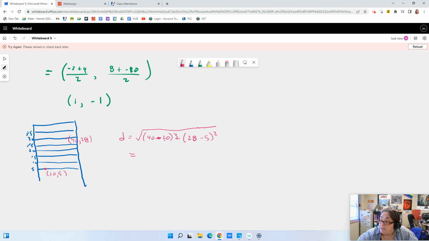40 minus 20 is 20. 20 squared is 400. That looks like 900, so I want to fix that. And then I have, well, 28 minus 5, that's 23 squared. I don't know what 23 squared is off the top of my head, so I'm really hoping they solved that out for me. It is 529. 400 plus 529. And then all we have to do is add these together, and then you can use a calculator to find the solution, right?